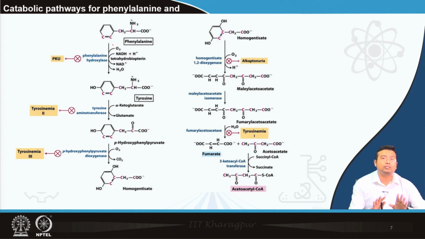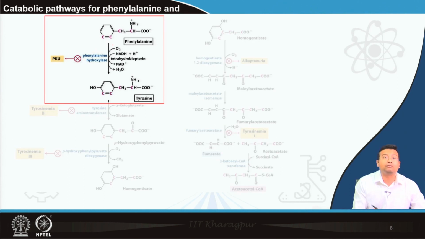The whole metabolism of phenylalanine and tyrosine only varies in the first extra step, where phenylalanine is converted to tyrosine, and in today's class we will be focusing only on this step, right. So our goal is clear: phenylalanine is getting converted to tyrosine. If there is a problem, there will be a disorder. So this will be our today's discussion, right.